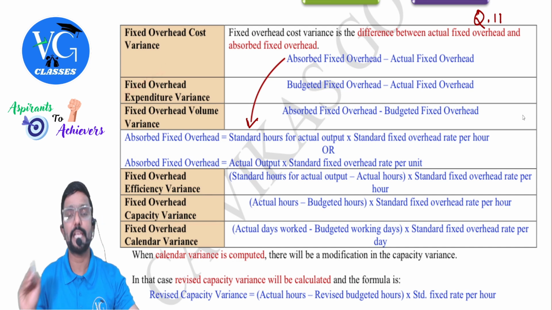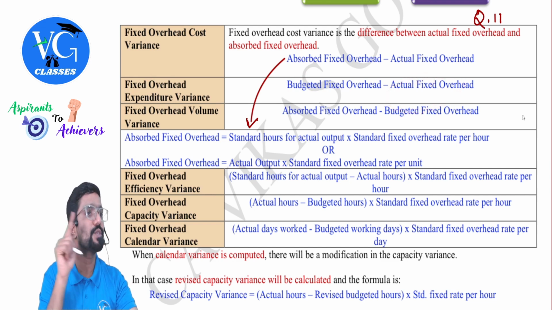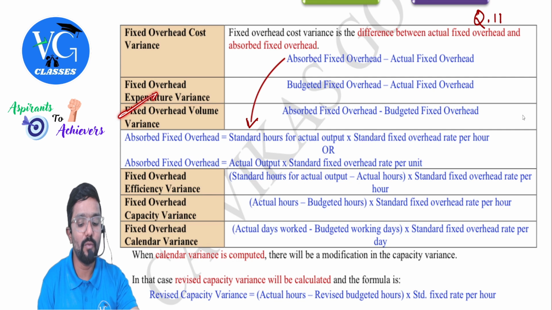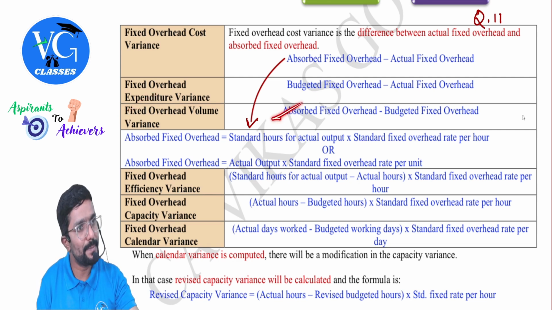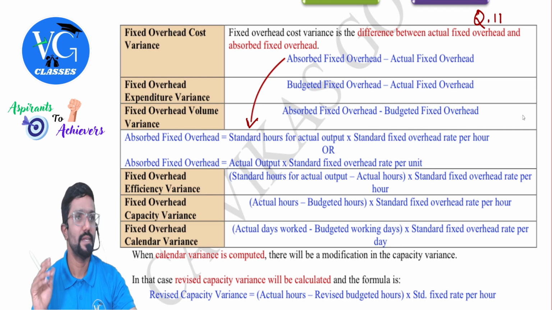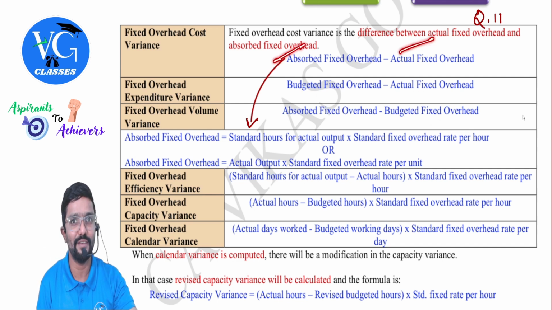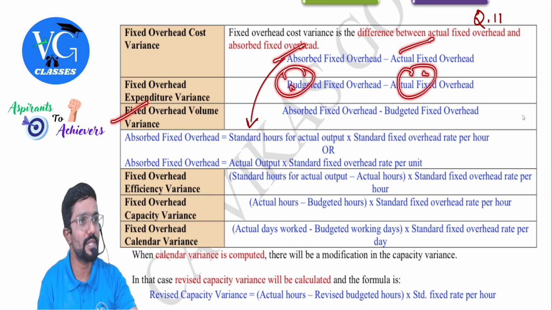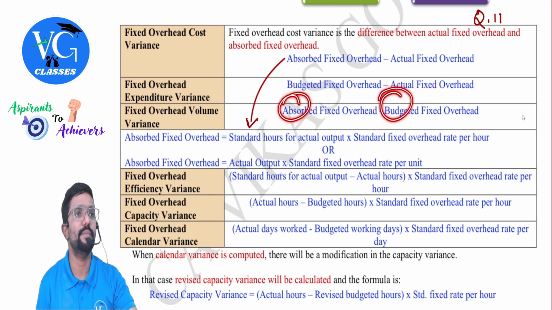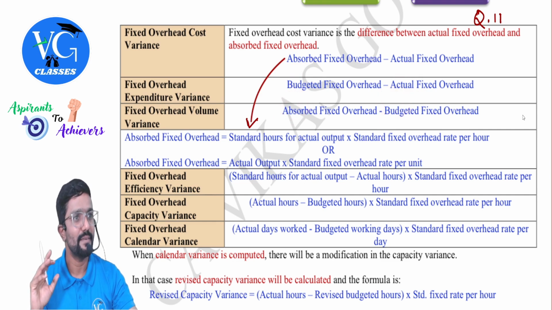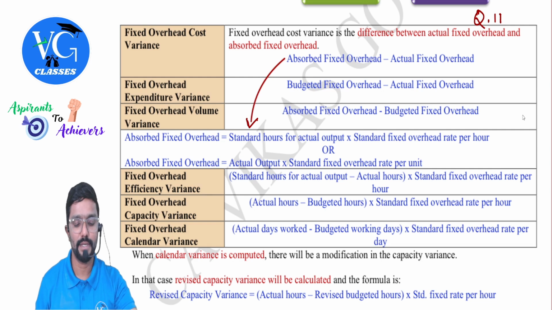So fixed overhead expenditure variance. What is the formula? Budgeted fixed overhead minus actual fixed overhead. Whereas for overhead volume variance, the formula is observed minus budget. There is a chance you might get confused, so please be careful, guys. Here it is observed minus observed, A minus A. Whereas here it is B minus A, that is budgeted minus actual. And the last one, volume, is A minus B.